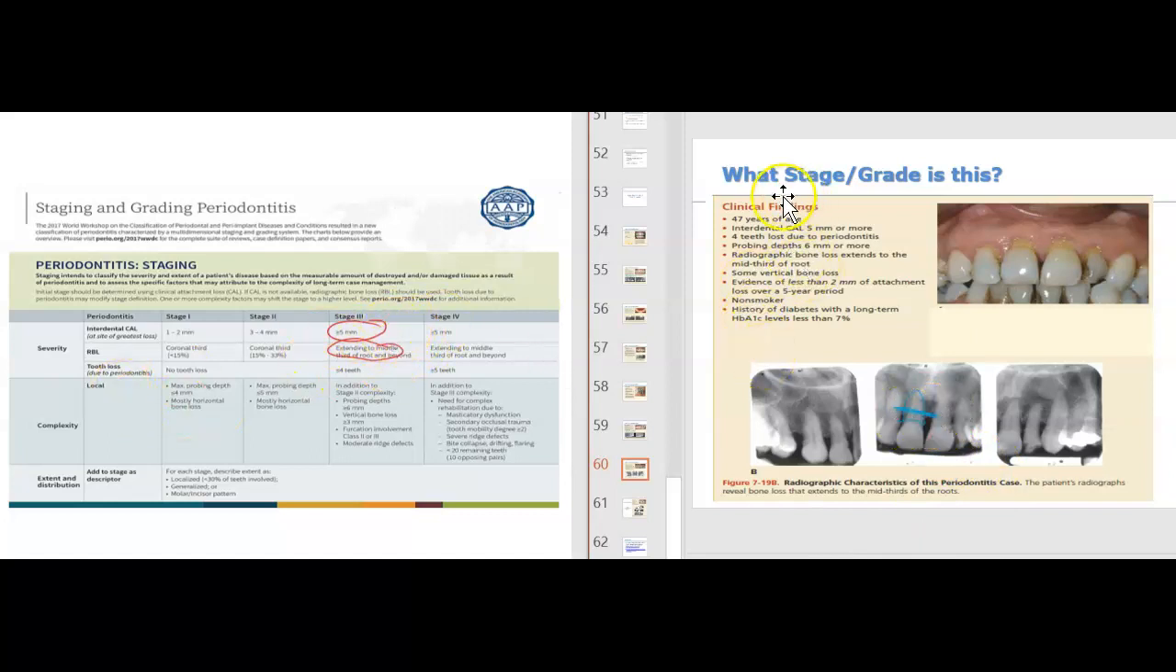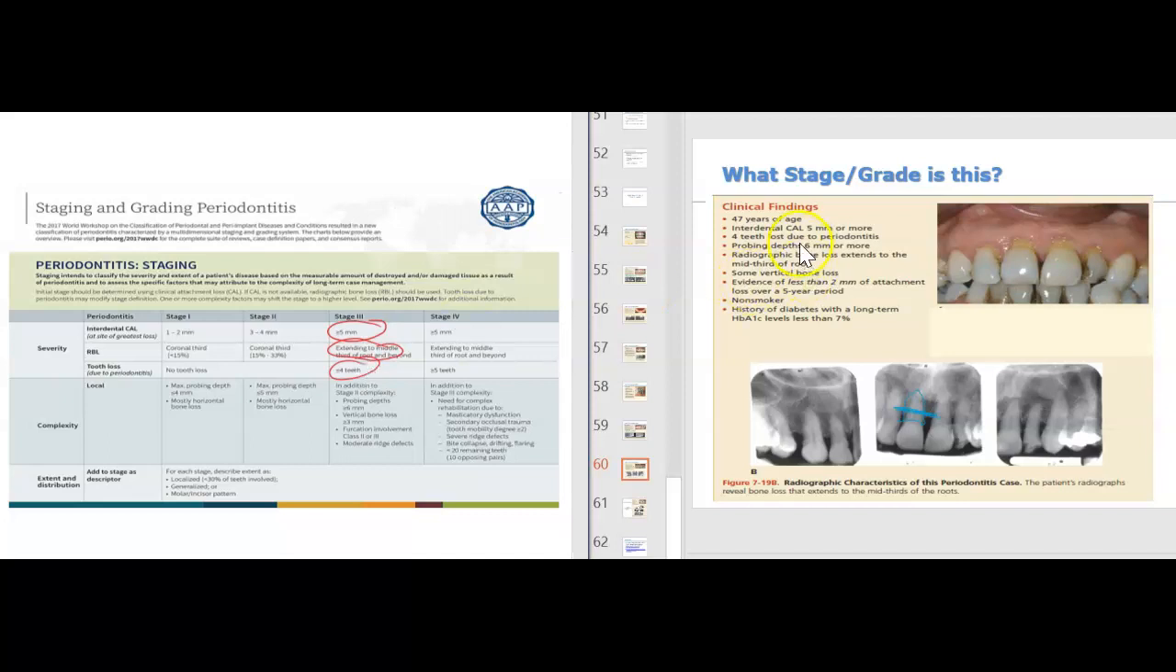Tooth loss. Has he lost any teeth? Let's see. 4 teeth lost due to perio, so we're going to circle this. 4, not 5. It said 4, so we're going to circle 4. And remember, these are because of periodontitis, not because of cavities, not wisdom teeth removal or extraction. It's 4 teeth because of perio.